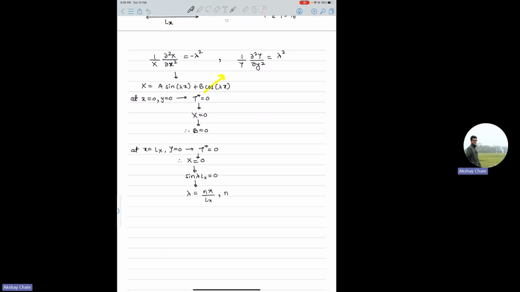And therefore your sin lambda x has to be 0, and that gives you lambda such that sin lambda Lx equal to 0, and that will give you n pi by Lx. So this is what they call eigenvalues, and this n will be starting from 1, not 0, because otherwise it's a trivial solution. Okay, so this much is the same as in class, and in your assignment also you can apply the same logic with some proper modifications, but till this point everything is the same.